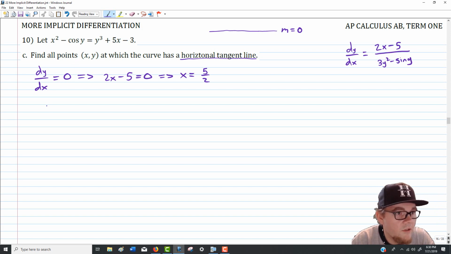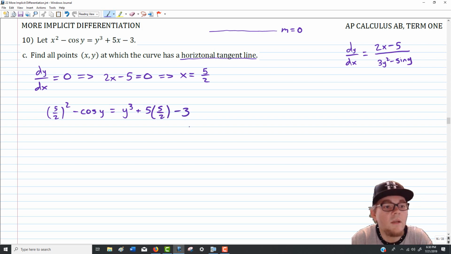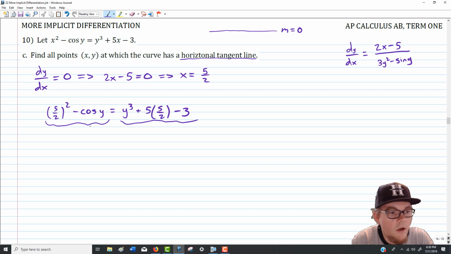So in looking here, our equation was x squared minus cosine of y equals y cubed plus 5x minus 3. Let's plug it in. Of course, I'm going to let my calculator do the heavy lifting here. We're going to call these y1 and y2, and we're going to find our intersections.